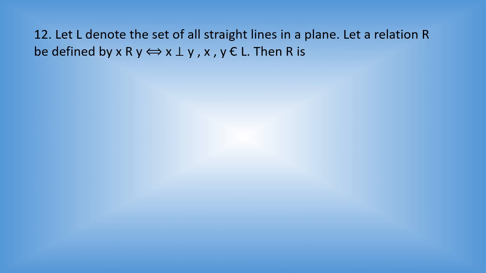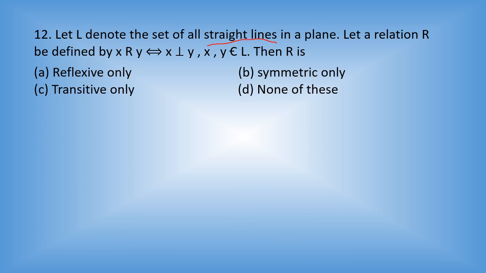The 12th question is, let L denote the set of all straight lines in a plane. Let a relation R be defined by x is related to y if and only if x is perpendicular to y, where x, y belong to L. Then only we say that x is related to y here. So these are the options here: reflexive only, symmetric only, transitive only, or none of these. We'll check that one.